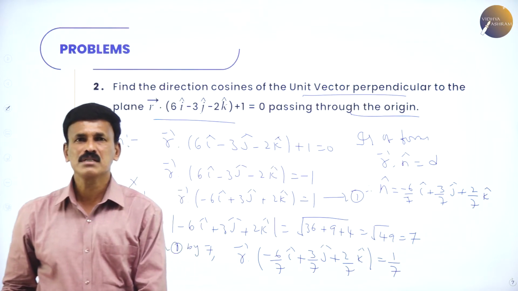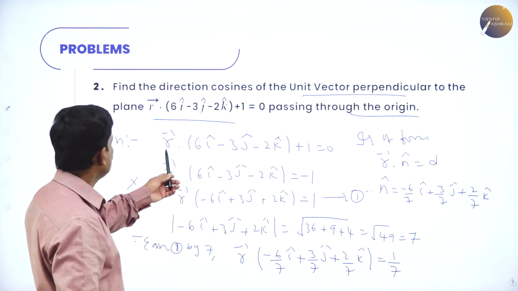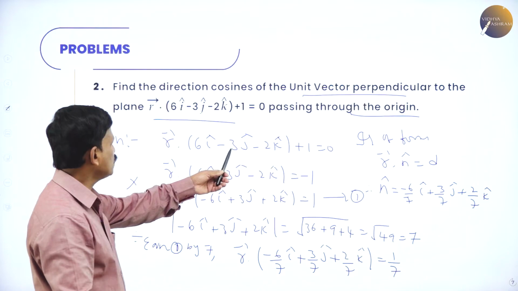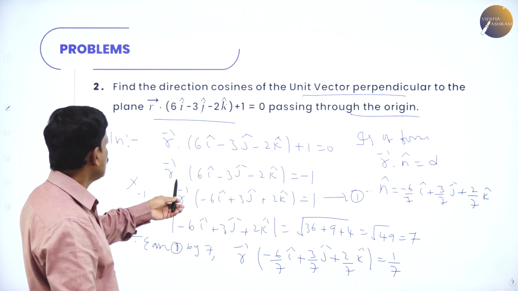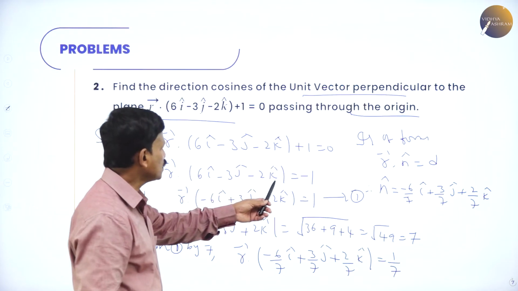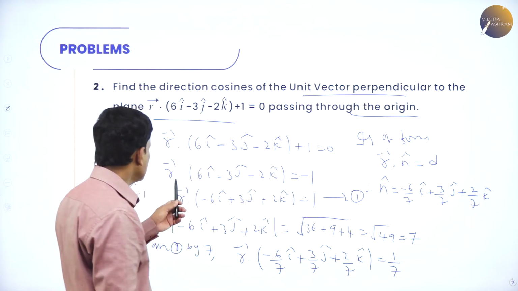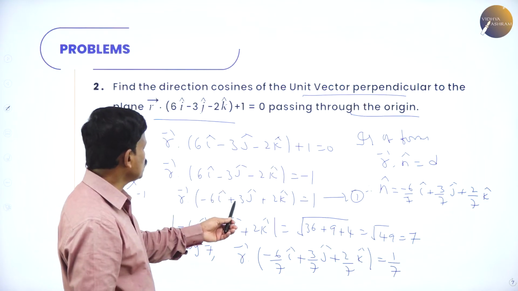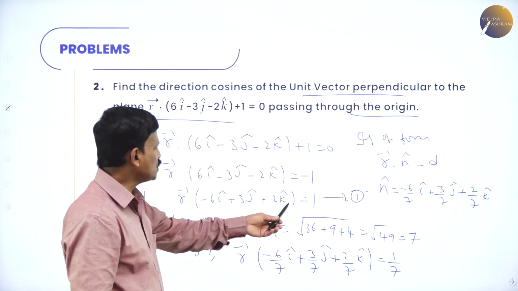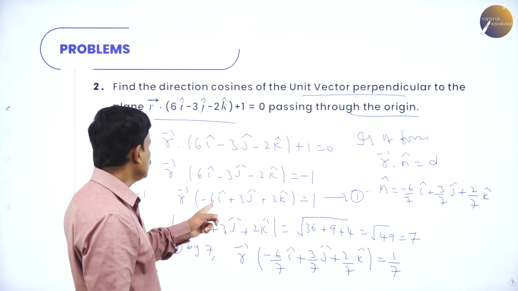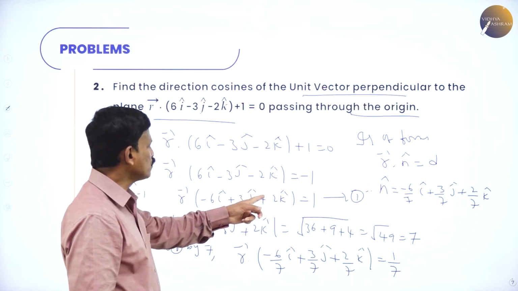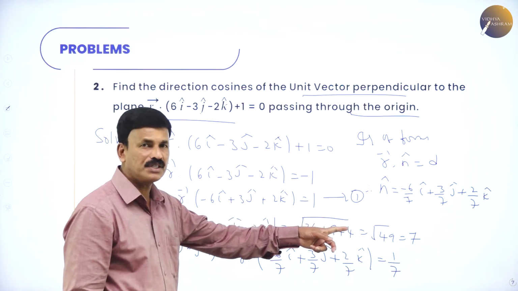Listen to me here. The given equation is r dot (6i minus 3j minus 2k cap) plus 1 is equal to 0. Convert it into the standard form. So r dot (6i minus 3j minus 2k) is equal to minus 1, multiplied by the negative sign: r dot (minus 6i plus 3j plus 2k) is equal to plus 1. Now find out the magnitude of this vector n, that is minus 6i plus 3j plus 2k, which is the square root of 49, that is 7.